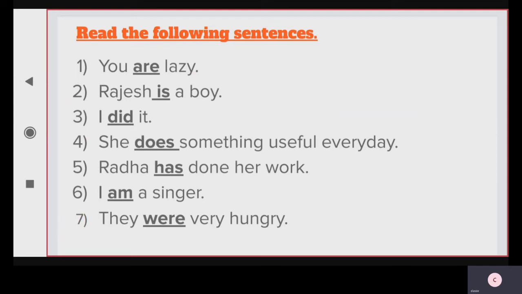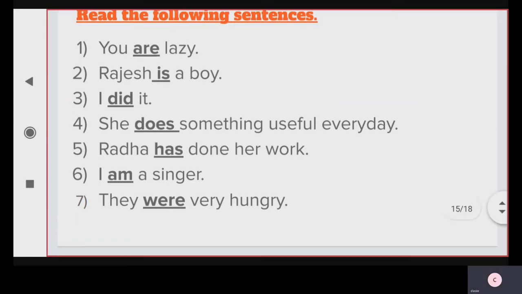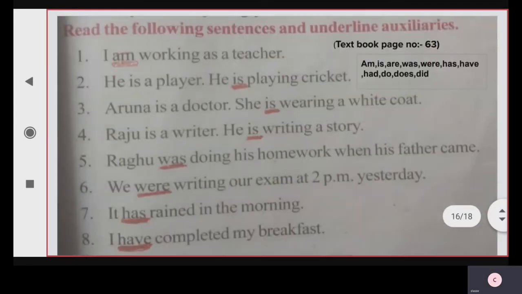Children, remember, sometimes the words like am, is, are, was, were, has, have, had, do, does, and did may appear in a sentence as main verbs also. Next, children, read the following sentences and underline the auxiliaries.